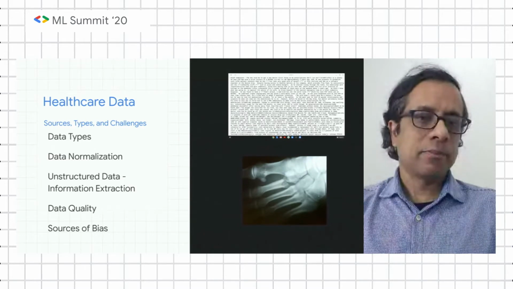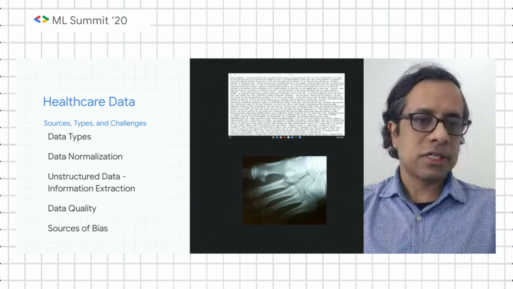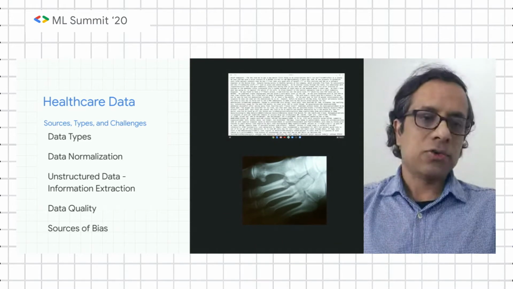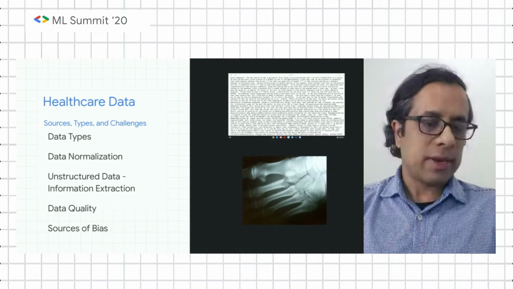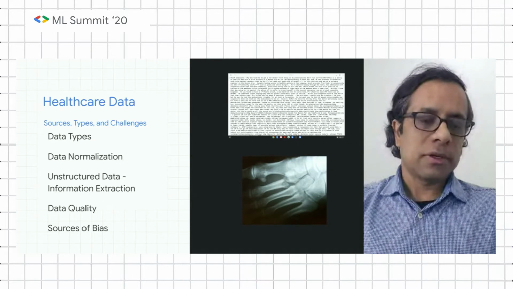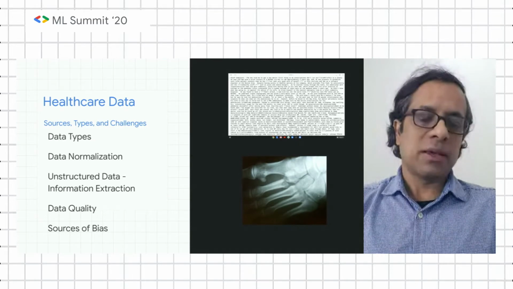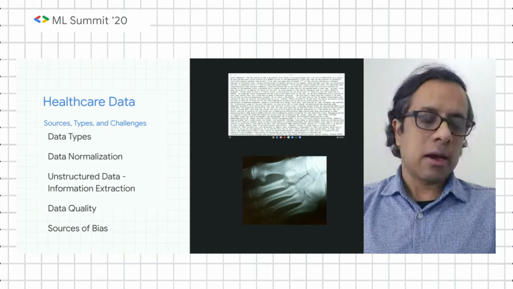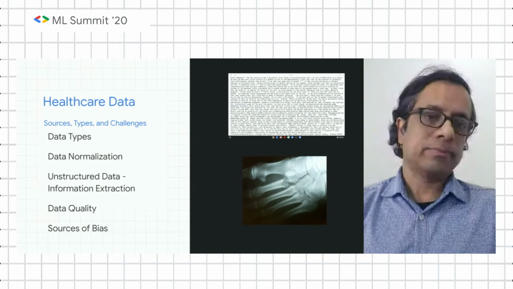healthcare data. In order to build a model, first you need to understand what the data types are, how to normalize your data, how to take advantage of some of the unstructured information, and also discuss some of the issues that you might face, like data quality issues or bias issues in the data.